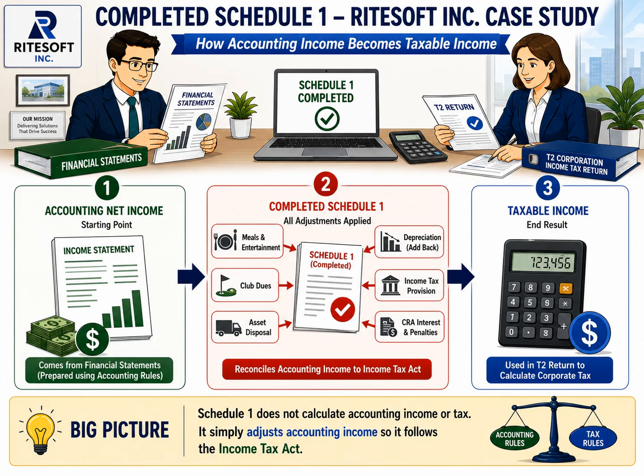Once you understand this overall purpose, all of the individual adjustments you've learned from meals and entertainment to depreciation and capital cost allowance fit together into one logical process. This completed case study shows that every adjustment has a specific purpose, and together they transform accounting income into the taxable income used to prepare the corporation's T2 tax return.